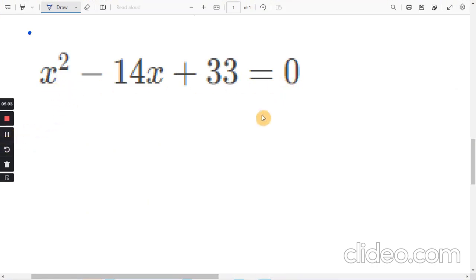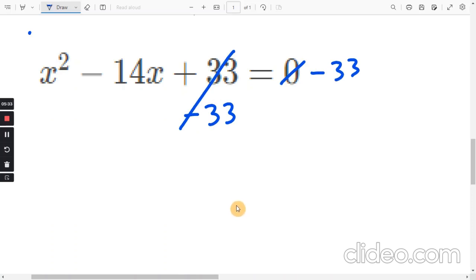Let's rewrite this equation here. We have x squared minus 14x. Actually, I'm sorry. Step 1 will be to get rid of the constant term, the 33. We want it on the other side. So I'm going to do minus 33 on both sides of the equal sign. 33 minus 33 cancels, and on the right-hand side, 0 minus 33 is just going to be negative 33.